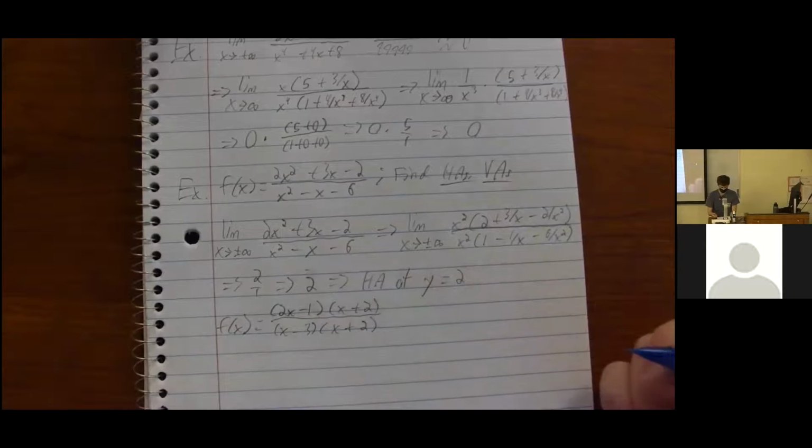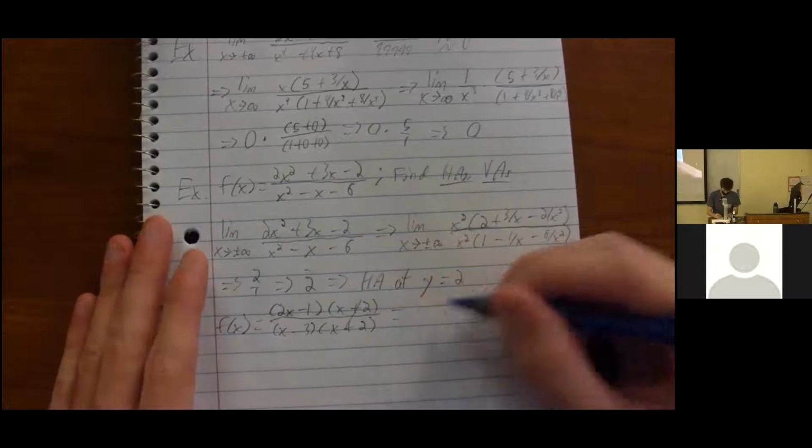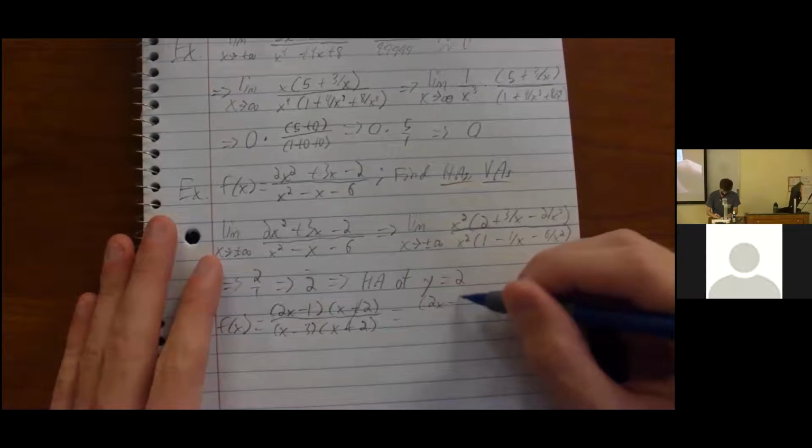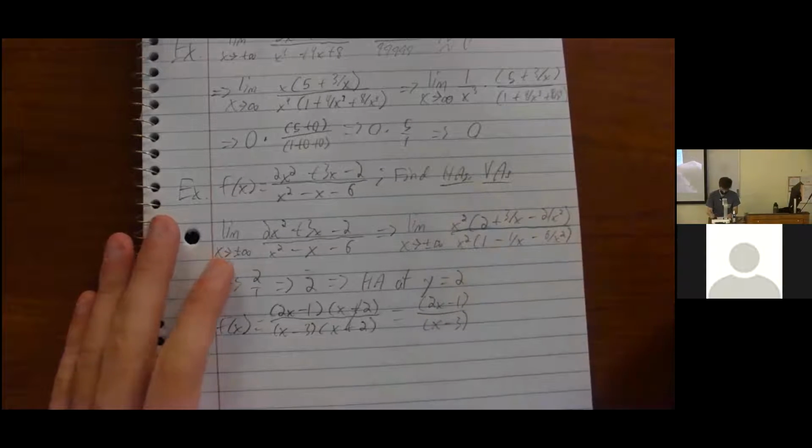So that works out. You might notice we have something that cancels right here, right? So that's just 2x minus 1 over x minus 3. Cool.